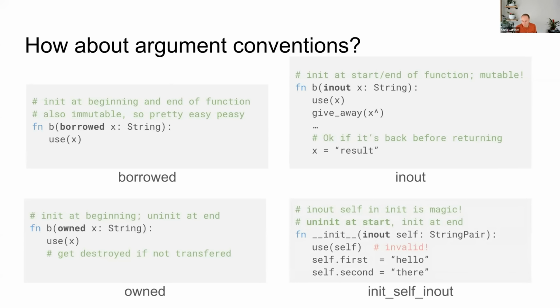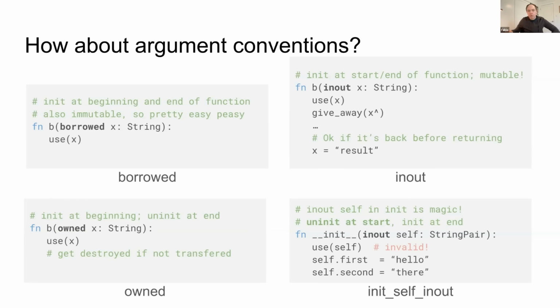You have to initialize all the fields before the value becomes live. There's a little bit of magic that handles that. Inout is actually a lie in inits because it starts out uninitialized and it becomes initialized on exit. So that's a little bit of a fib that we're using by overloading syntax, but that's different.